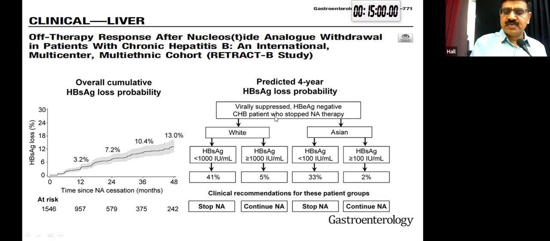And which category of people? People who are virally suppressed, E negative, who stop nuke therapy. If it is a white patient with S antigen level less than 1,000, there is a very high chance of HBsAg loss on stopping nuke therapy. In Asian patients, the level is less than 100, and then you stop. In the rest, you probably continue.